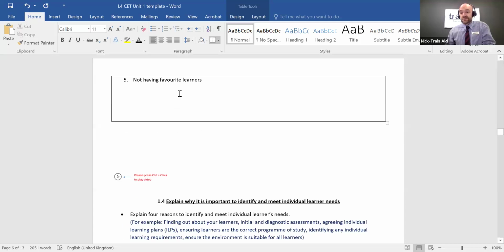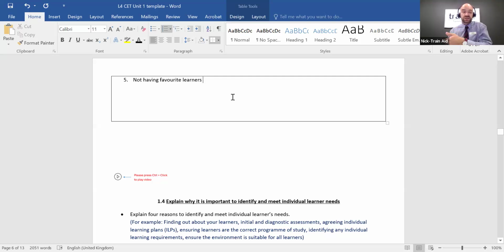The final one is, as mentioned before, we don't have favorite learners. So think about being objective as a teacher, not overpraising, not spending too long with a particular learner, because we want to ensure that we're promoting fairness. We're answering learner questions, and we're asking questions to all learners within the classroom.